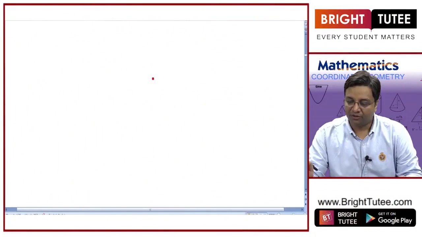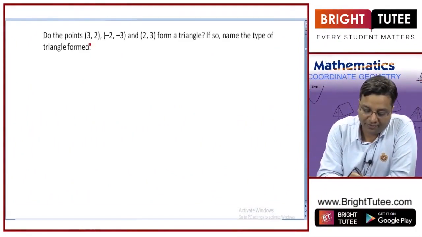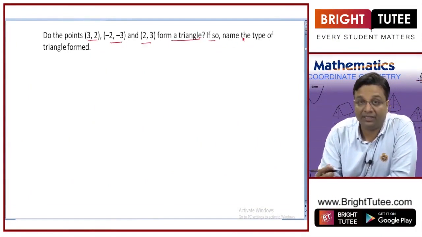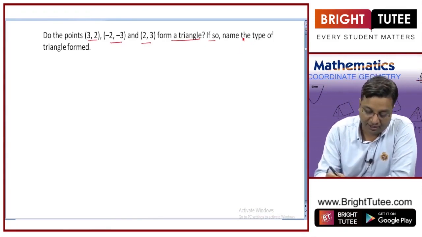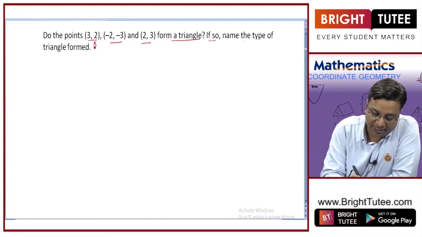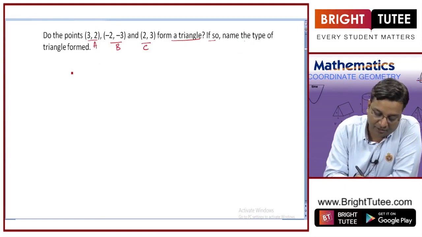So let's look at some of the questions. In this question, we need to find whether these 3 points form a triangle, and if so, name the type of triangle formed. So first of all, let's name this point as A, this as B, and this as C, okay? And let's calculate distance AB.